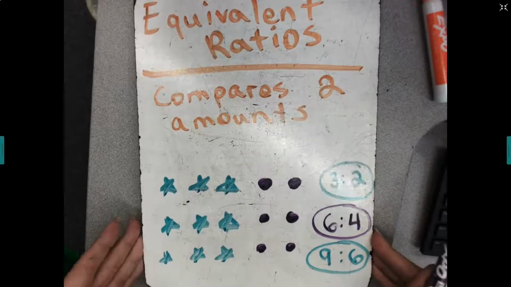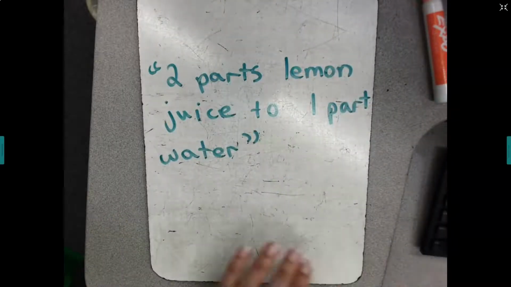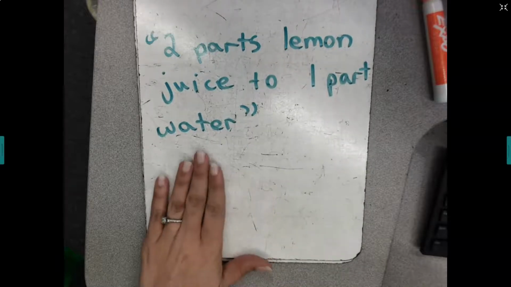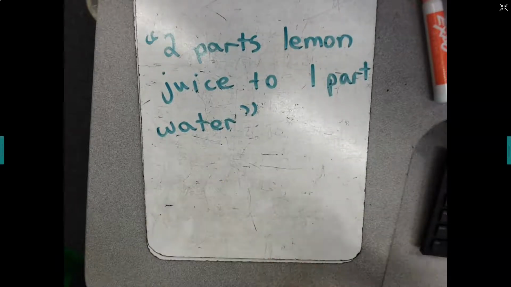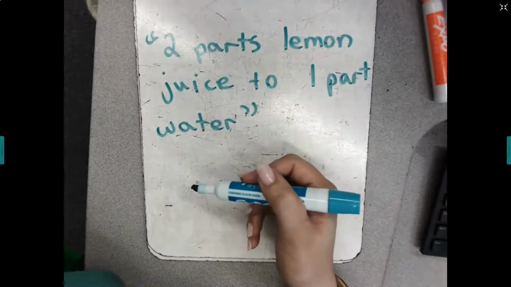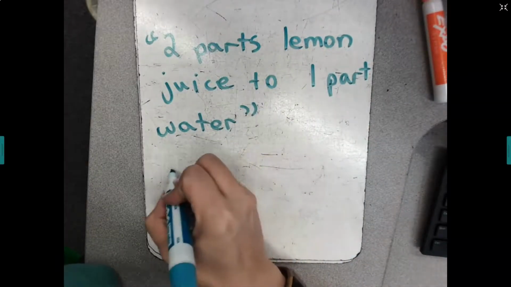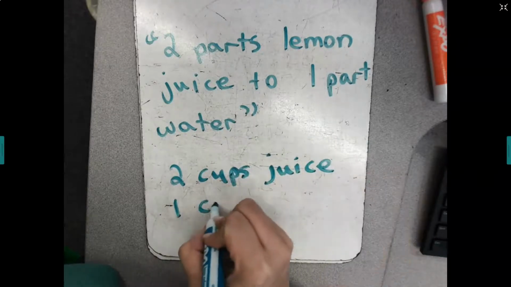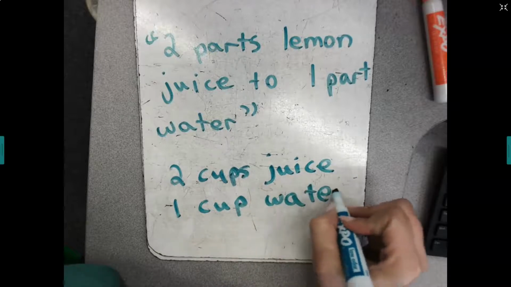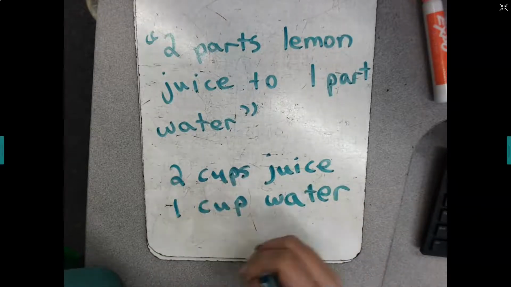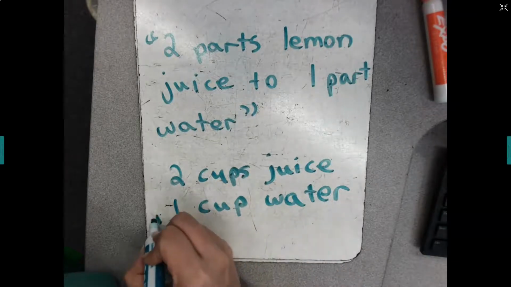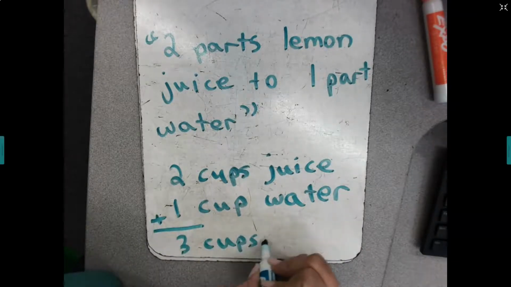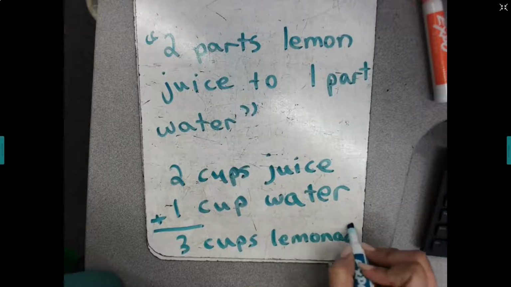Let's talk about another example with ratios. We've got a very simplistic recipe for lemonade. Simple recipe for lemonade, 2 parts lemon juice to 1 part water. So that means if you're using 2 cups of juice, then you need 1 cup of water. Then I might say, how much lemonade is this all together? At that point, you can say, that's going to be 3 cups of lemonade.